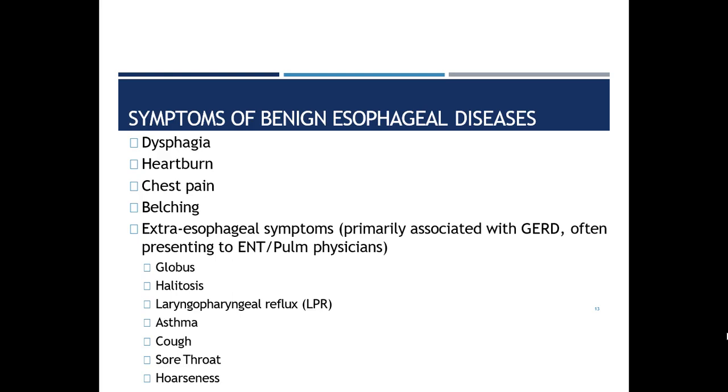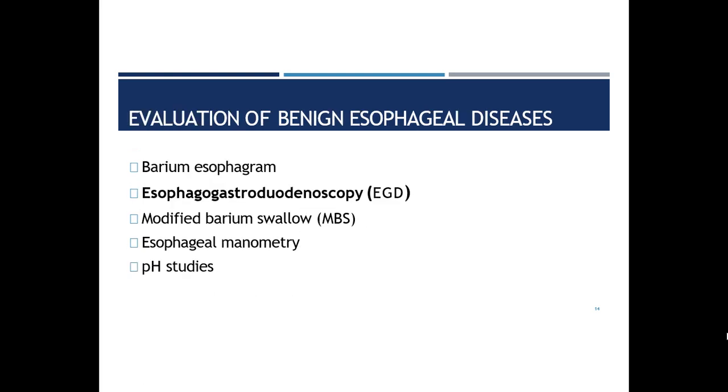And then you have a globus. What is globus? Globus is something obstructing in the retrosternal area. The patient will say that something has got stuck. Then halitosis, bad smell in the mouth, laryngopharyngeal reflux. Whenever you eat food, some reflux happens. Patient may develop asthma, cough, sore throat, and hoarseness of the voice.